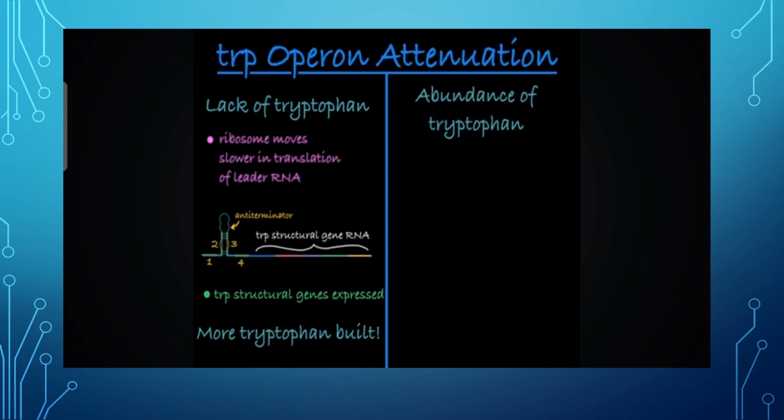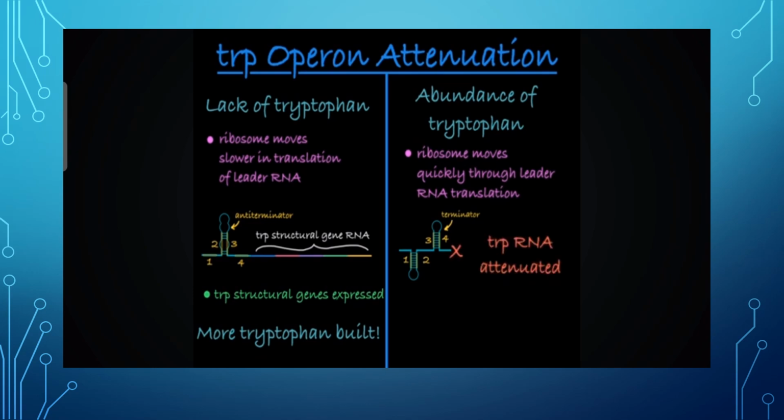When there's an abundance of tryptophan in the cell and the cell doesn't need to express the structural genes, the ribosome will move quickly through the translation of the leader RNA, and this quick movement leads to the creation of the conformation of leader RNA that includes the terminator hairpin loop, which causes the transcription of the TRP operon to end early before the structural genes. The production of this attenuated RNA that does not include the TRP structural genes means that the cell will not produce the proteins necessary to make tryptophan.